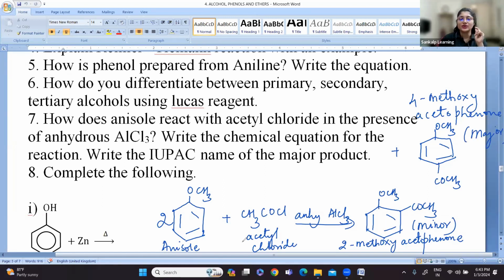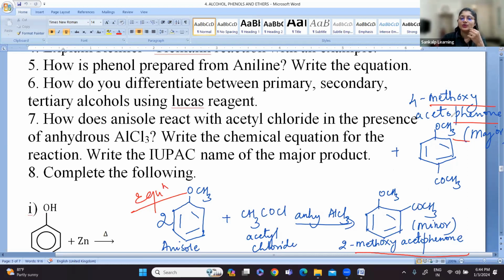So what they have asked: how does anisole react with acetyl chloride in the presence of anhydrous AlCl3? So you have to write this. With a sentence, what you'll write as explanation: when anisole reacts with acetyl chloride in the presence of anhydrous aluminum chloride, it forms 2-methoxyacetophenone and 4-methoxyacetophenone. This explanation you can give and write the equation, and you have to write the IUPAC names of these products. They have asked only major products.